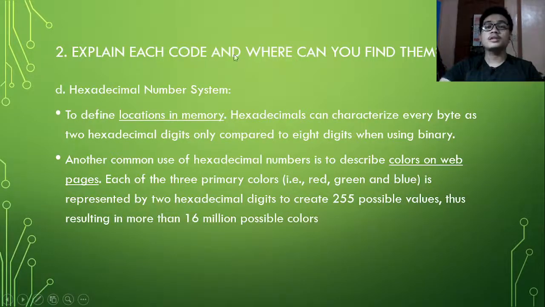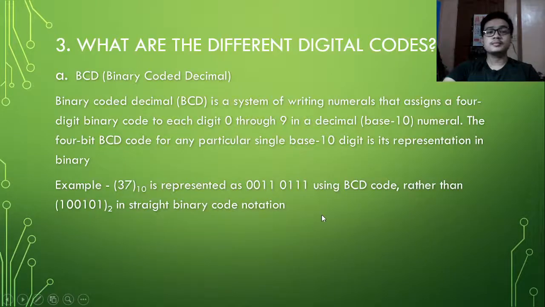Where can I find hexadecimal number systems? First is locations in memory. Hexadecimals can characterize every byte as two hexadecimal digits only, compared to 8 digits when using binary. Another common use of hexadecimal numbers is to describe the colors on web pages. Each of the three primary colors, red, green, and blue, is represented by two hexadecimal digits to create 255 possible values, thus resulting in a very large number of possible colors, 16 million.